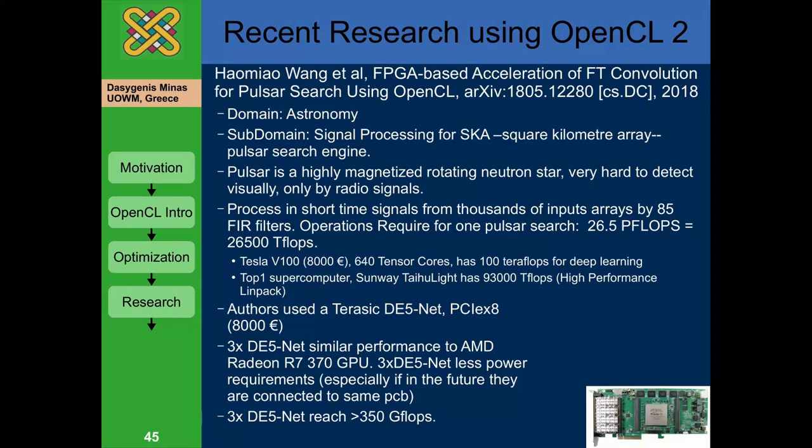Another research work is on astronomy. In this paper, they accelerate on the FPGA the convolution for pulsar search. It's gathering a lot of signals, and as I wrote here, 85 filters, they have to process a large amount of data. For one pulsar search, as you can see, it is 26,500 teraflops. And they used this card, which costs 80,000 euros, the Terasic DE5-Net, PCI Express 8 lanes. And using this, they managed to accelerate their design. As they said, with three cards, we can do it almost in real time. This, of course, is a large investment, but we have to note here they used OpenCL, they used FPGA, they accelerated the problem.